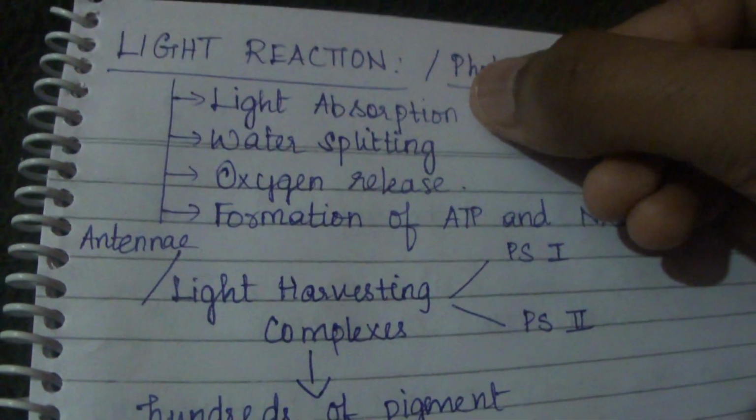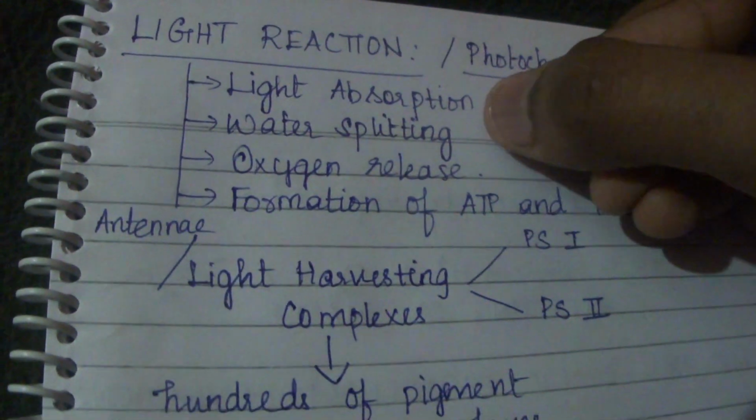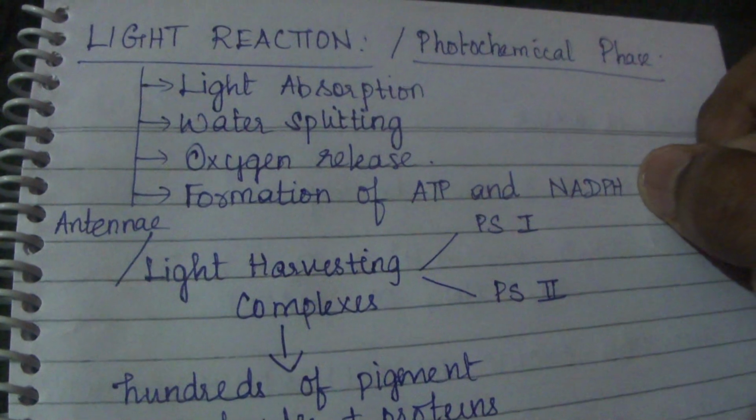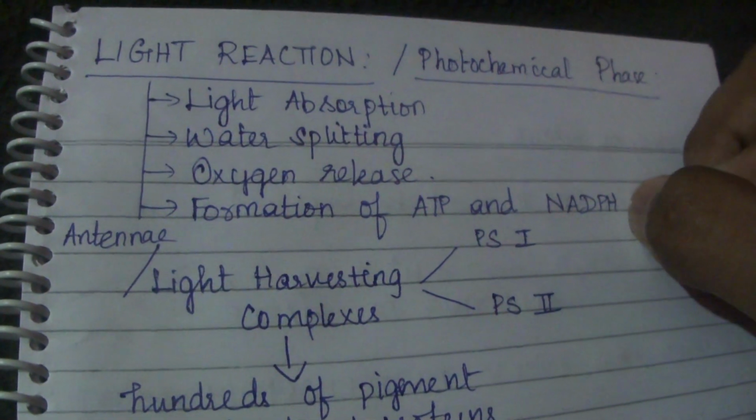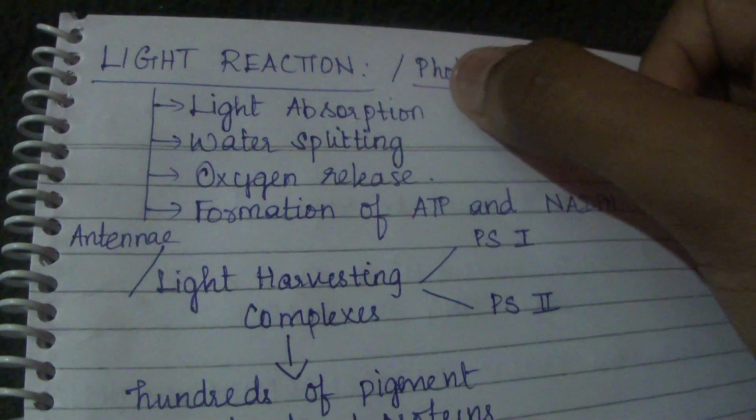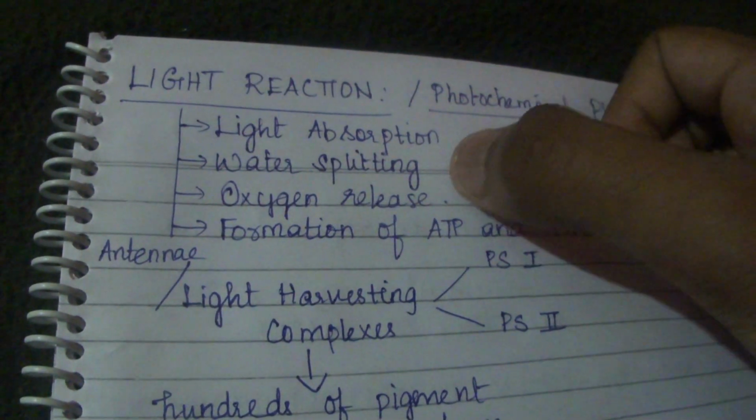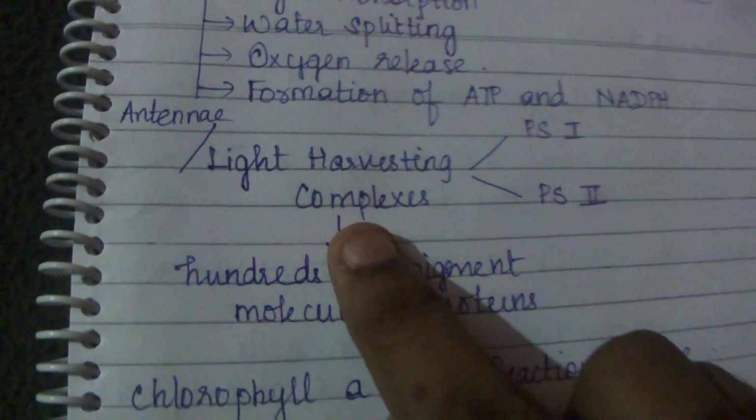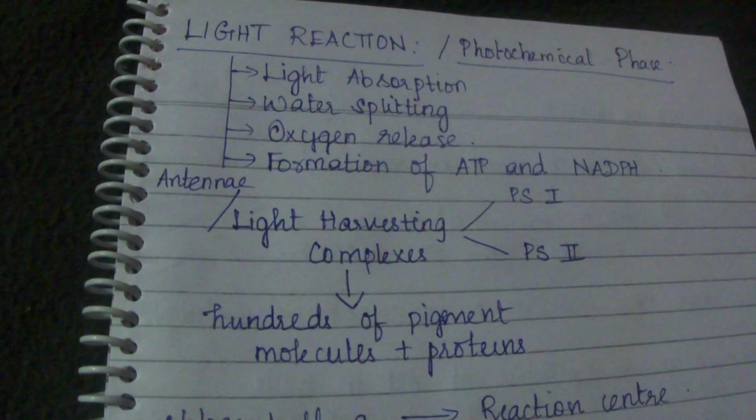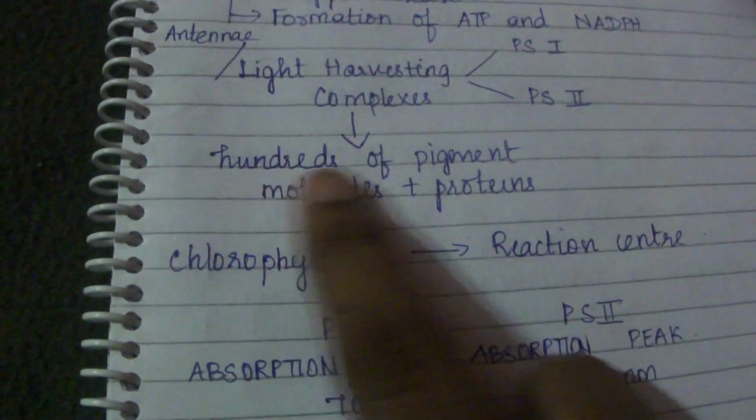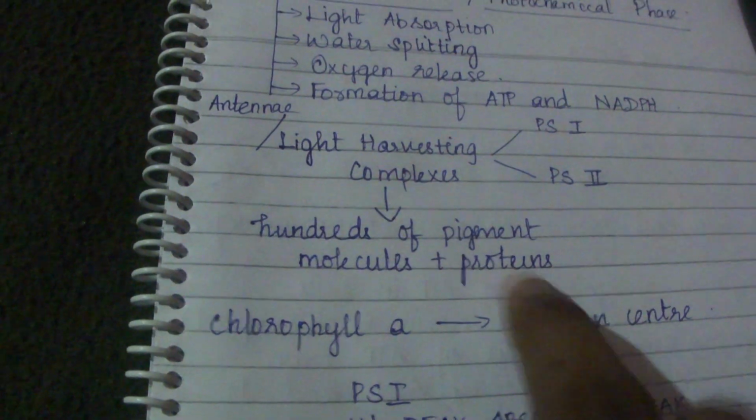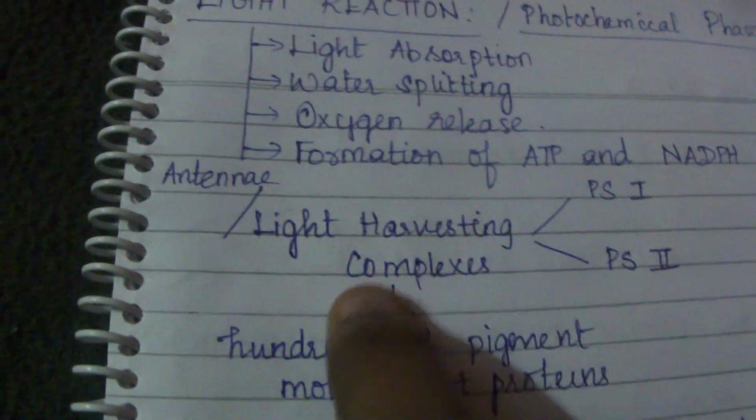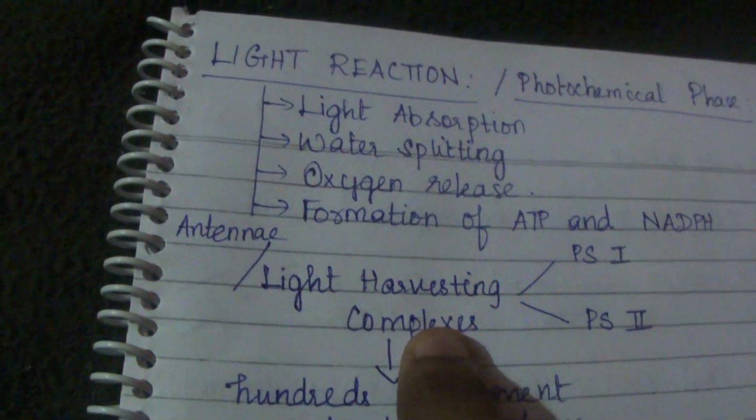The 4 steps in light reaction are light absorption, water splitting, oxygen release, and formation of ATP and NADPH. These are the high energy chemical intermediates. The light harvesting complexes are pigments that join together: hundreds of pigment molecules and proteins get bound together and form light harvesting complexes, that is, sites at which light can be harvested.